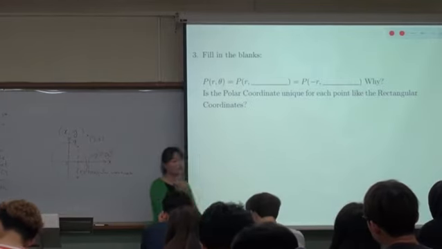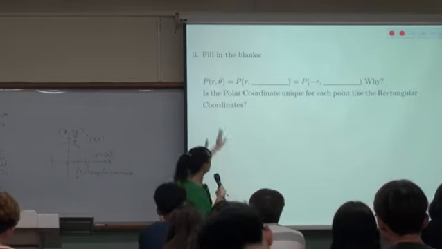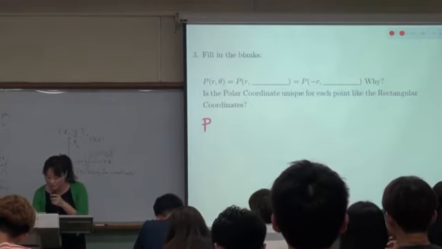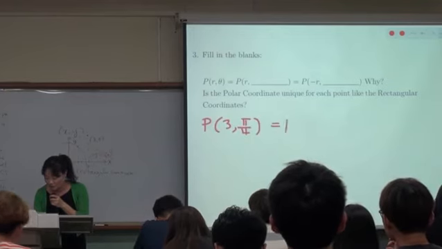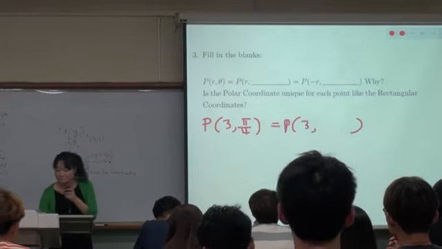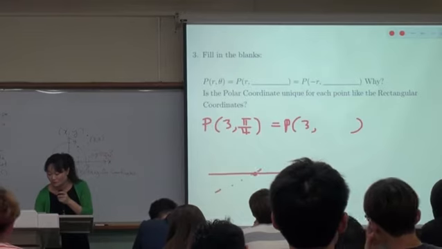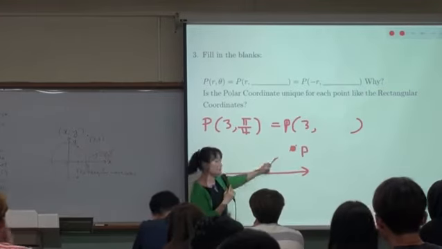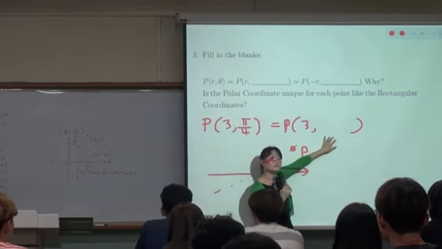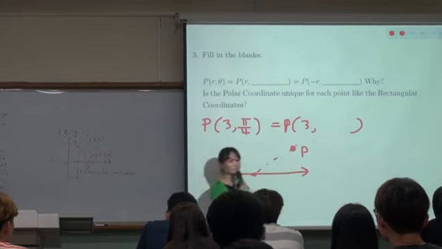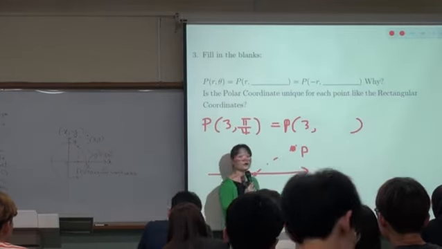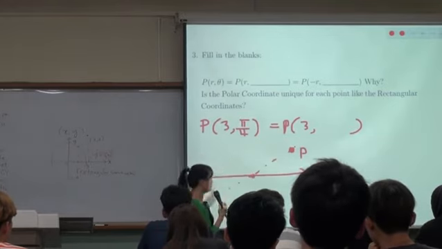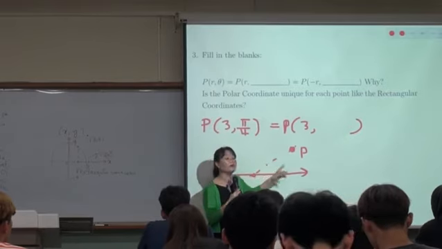If I have r, theta, and I keep the r the same, what is it equal to? This is the point corresponding to this coordinate, pi over 4, positive 3. Can you give me a different angle which gives you the same position? Pi over 4 plus 2 pi, exactly. 2 pi is a 360 degree rotation, right? How about 4 pi?